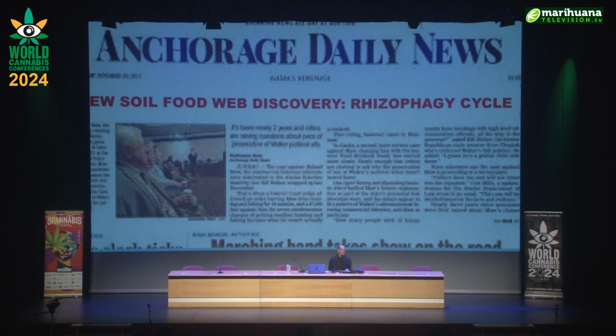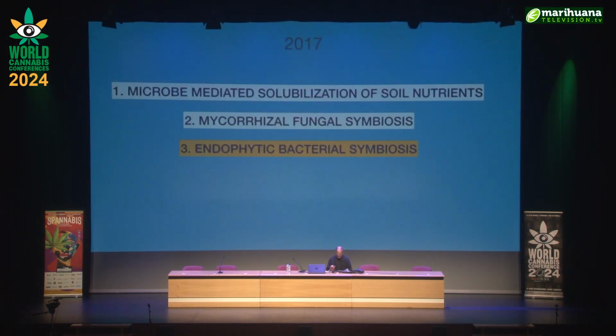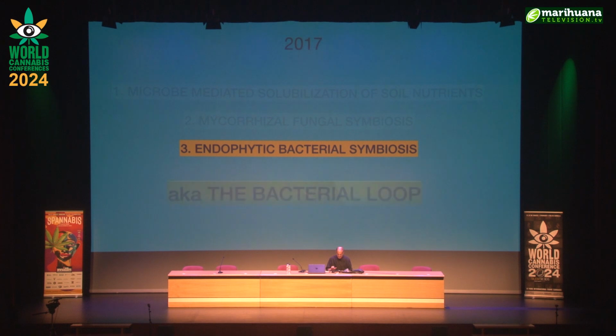Now I want to talk about the main subject here. This is a brand new discovery. It actually was made in about 2017 in Australia, and the Australians thought that what they were seeing were plant roots eating bacteria, and they called it rhizophagy. I'm American, I call it rhizophagy, and it's a brand new part of the soil food web, and it's part of what's known as the endophytic bacterial symbiosis. Endophytic meaning inside the plant. The bacterial loop.